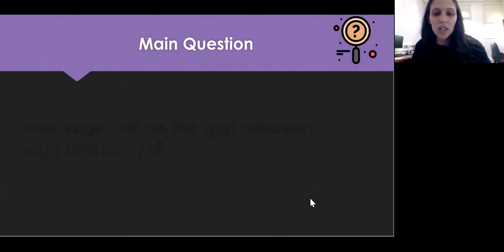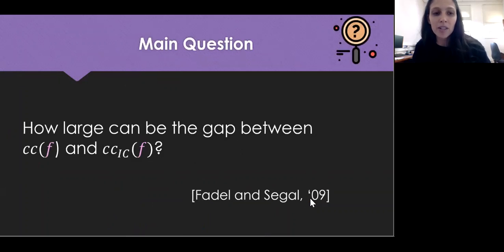Okay, so our main question is how large can be the gap between computing a function and computing a function with its payments? And this is the question that we're going to try to answer. Are there any questions about the setting so far?